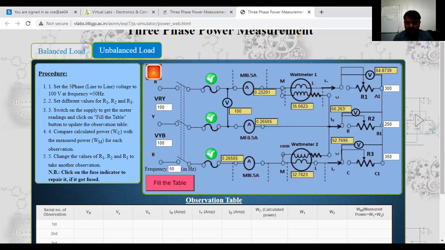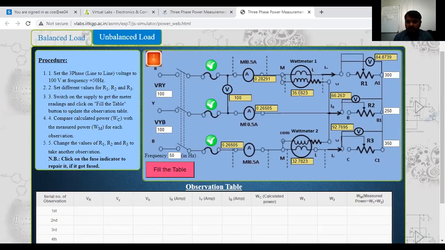See here, the current is changed here now. This line current, R phase current. The power of R phase is V phase into I phase. This one, 0.28 into 84 we have to calculate. Next, 0.26 into, what is this voltage, 66.26 we have to calculate. Next, 0.26 into this one, 92.76 we have to calculate here. Then we have to add all the things here. Then the W1 plus W2 will get equal value here.